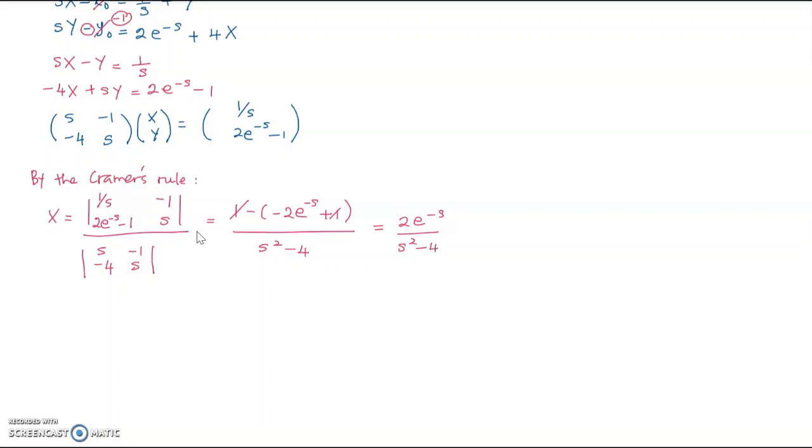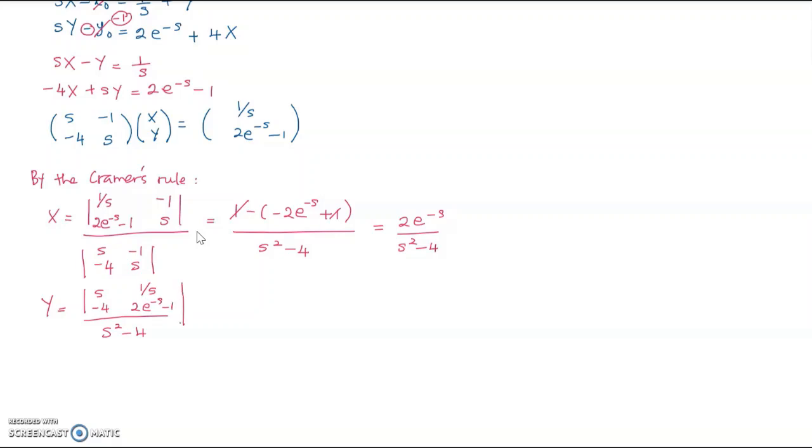So this is our xs. And for the y, we know that the denominator should be the same. So we have s squared minus 4. At the top, the first column remains as s and negative 4. But for the second column, we put the right hand side term of our equation, which is 1 over s, 2 exponent negative s minus 1.